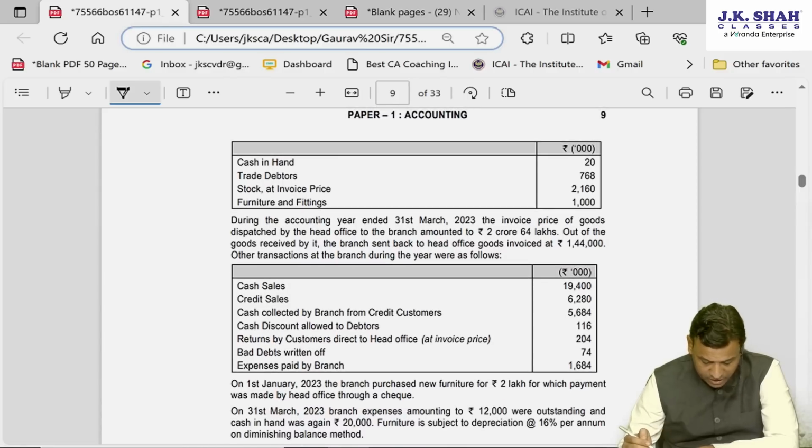During the accounting year ended on 31st March, the invoice price of the goods dispatched by the head office to the branch amounts to 2 crore 64 lakhs. Out of the goods received, the branch sent back to the head office goods invoiced at 144,000. Other transactions at the branch: cash sales, credit sales, cash collected by branch, cash discount allowed to debtors, returns by customer direct to head office, bad debts written off, expenses paid by the branch.